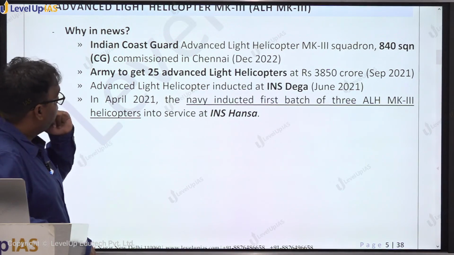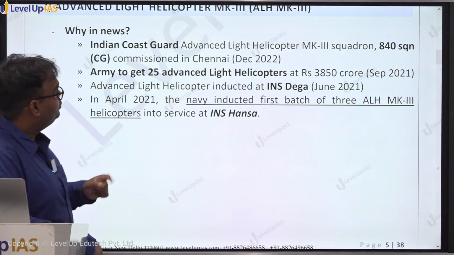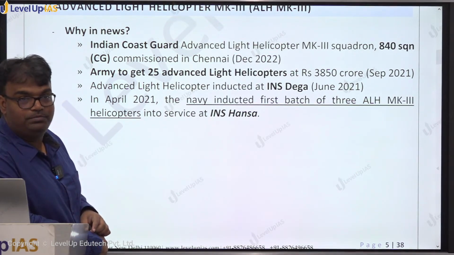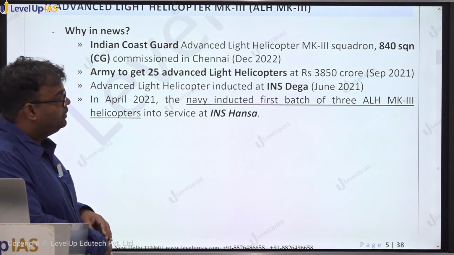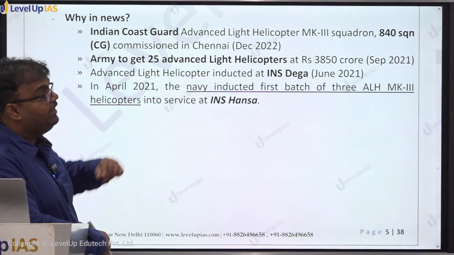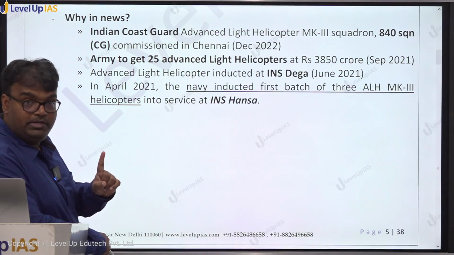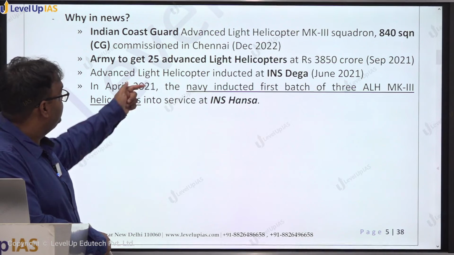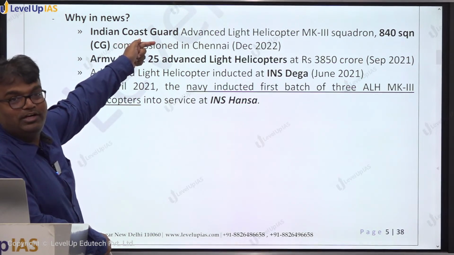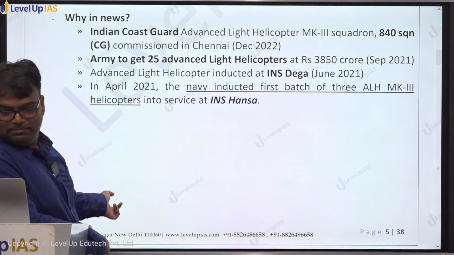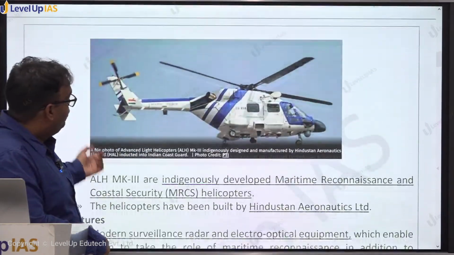But even before that, you will see September 2021 में there was a news that Army will get 25 advanced light helicopters at a cost of 3850 crore rupees. Advanced light helicopter inducted in INS Dega. INS Dega मतलब Navy में भी. It's a naval ship. There it has been inducted. So Navy is using it. Army is demanding it. Indian Coast Guard use कर रहा है. Air Force भी use कर लेगा. So it's a pretty popular helicopter.